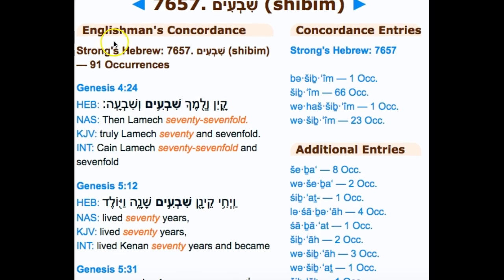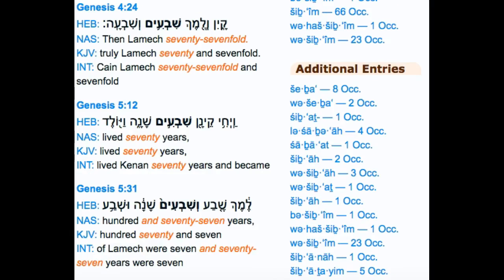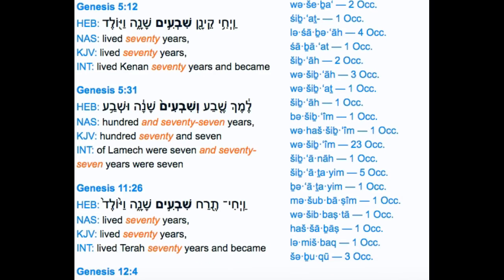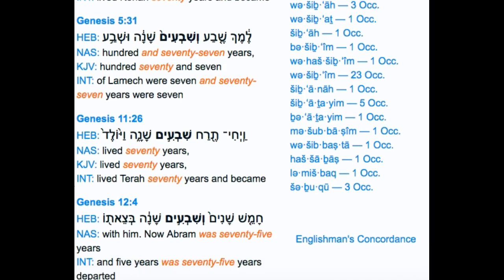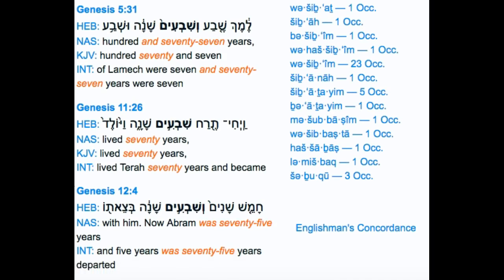The first place it occurs is in Barashayath or Genesis chapter 4 verse 24, and also many other places such as Genesis chapter 5 verse 12 and other places. I'll be sure to link it in the description box below.